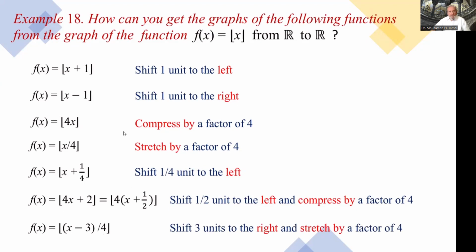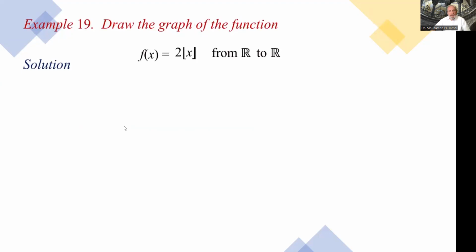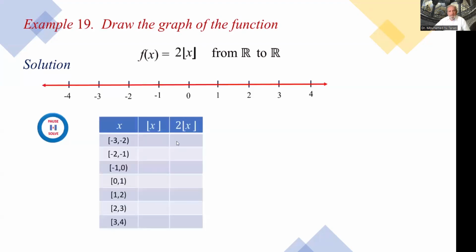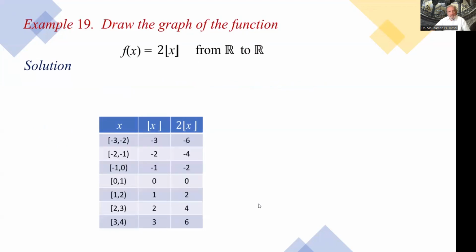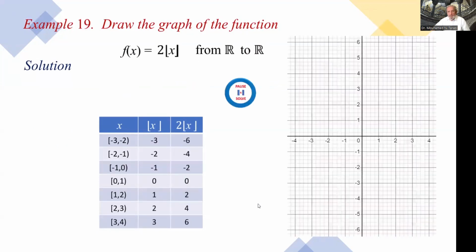Now all of this, you can do it really easily. When I'm adding a number here and it's an integer, there's another way of doing it, but you can't do it when you have a fraction added to the x. So let's see that. Draw the function f(x) equals 2 times floor function of x. You get the table here. That's the table. You pause and draw it.